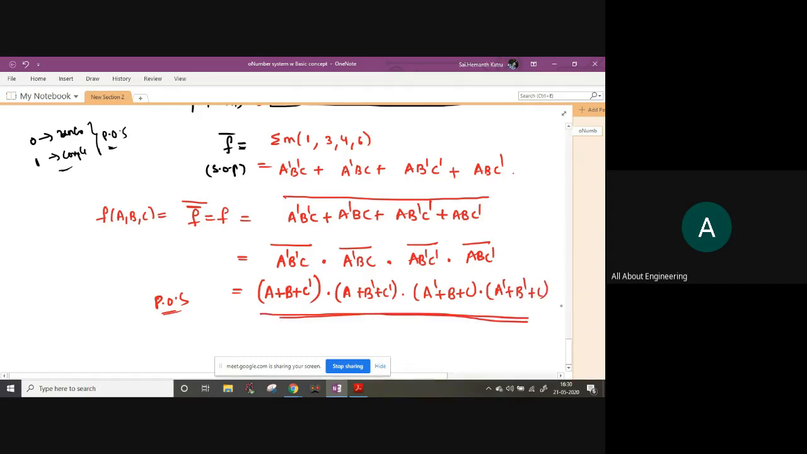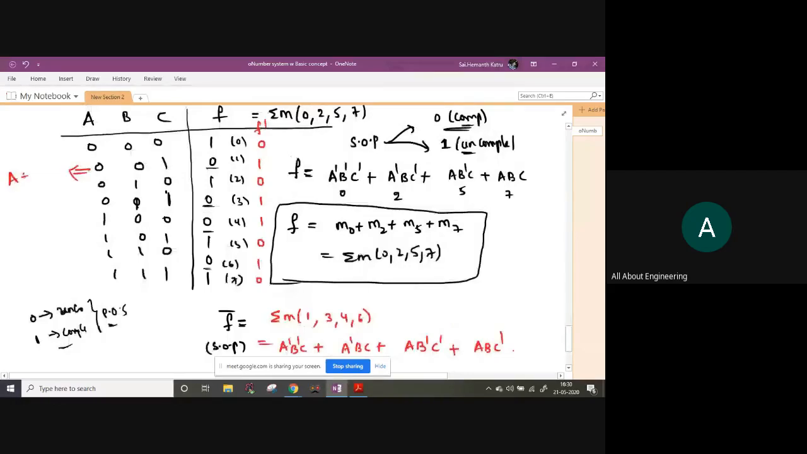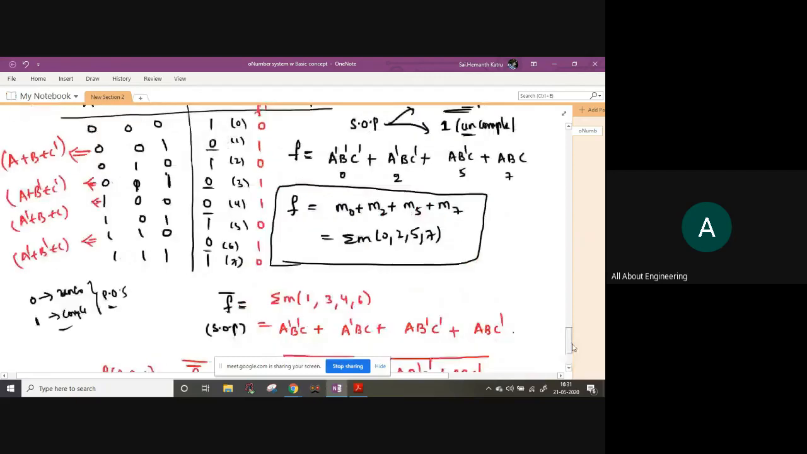Now if you look at this expression, if you are trying to write the maxterms directly from here, how will you write? A plus B plus C bar, right? Here for this again, A plus B bar plus C bar, right? And for this, A bar plus B plus C, and for this, A bar plus B bar plus C. Now if you look, all those terms are present here: A plus B plus C bar, A plus B bar plus C bar, A bar plus B plus C, A bar plus B bar plus C.